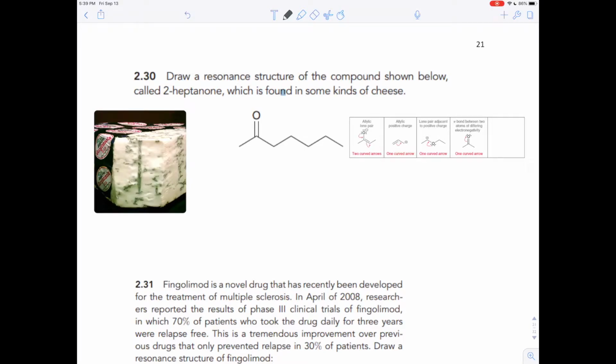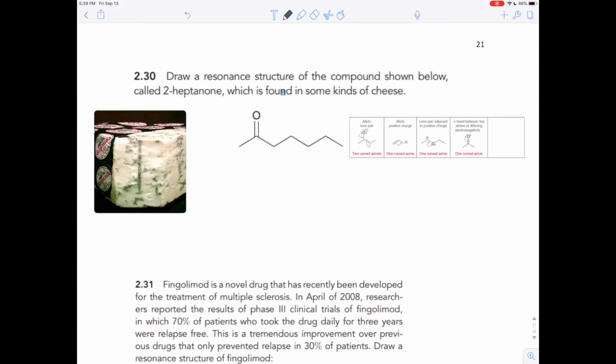Exercise 230 is asking you to draw a resonance structure for this compound, and that compound is called 2-heptanone, and it's in some kinds of cheeses. If you ever take a block of gorgonzola cheese and take a big whiff of it, literally dozens of molecules, if not hundreds, are entering your nose. But one of the ones that you'd be perceiving the most would be this 2-heptanone.